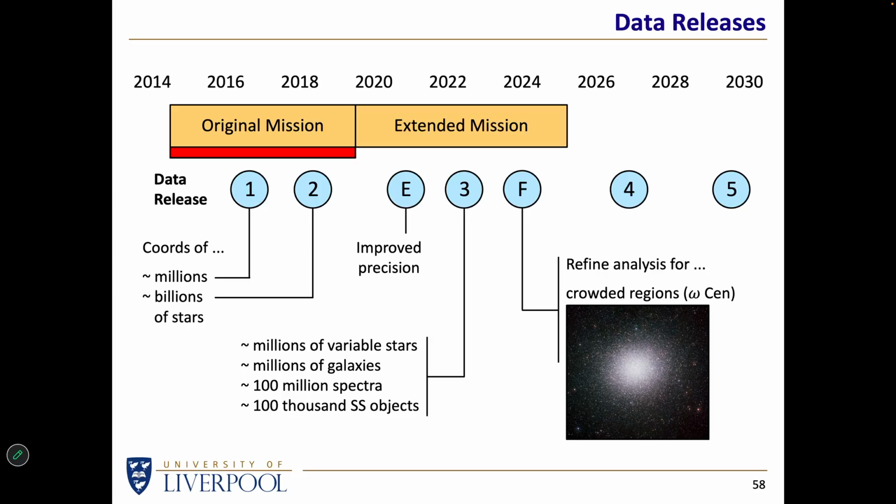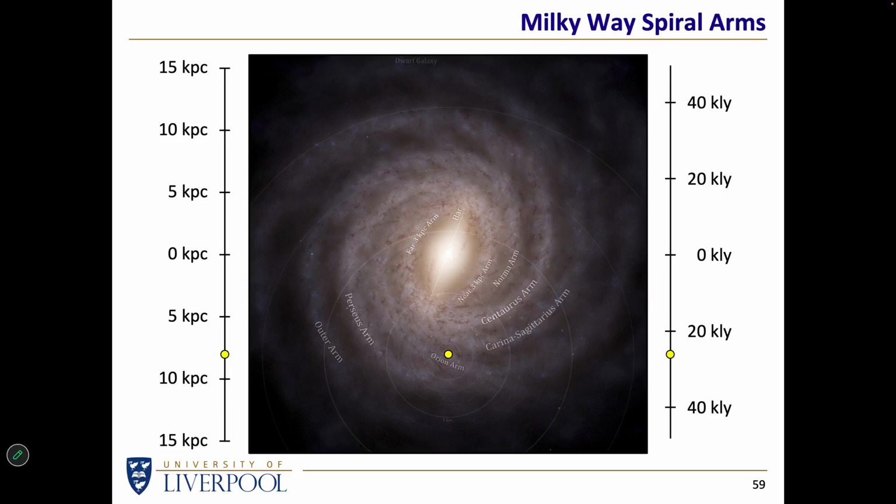Data release 4, not yet out. It should be in 2026. I'm not sure what the schedule is, but perhaps a little bit towards the end of the year. And data release 5, not until, according to this diagram, 2030. It's going to take them that long to analyze all of the data. The final data release will be all 10 years of Gaia, and that will be, hopefully, everything at the full resolution of which Gaia is capable.